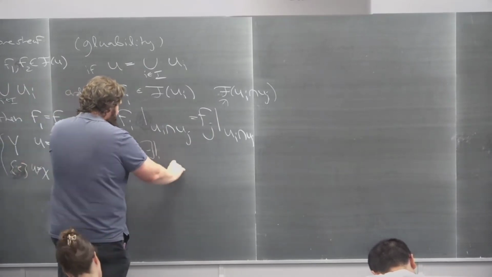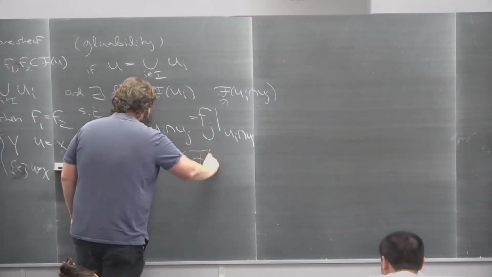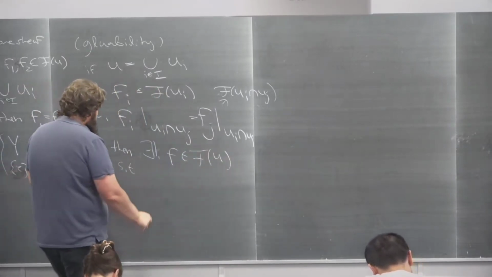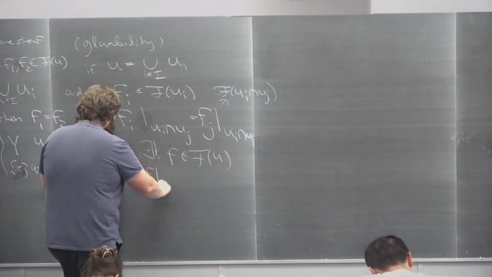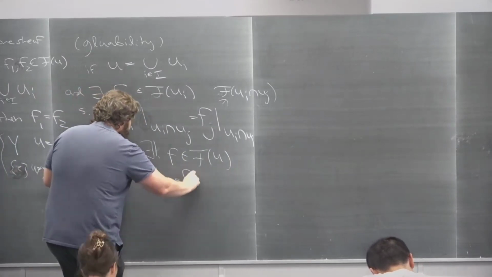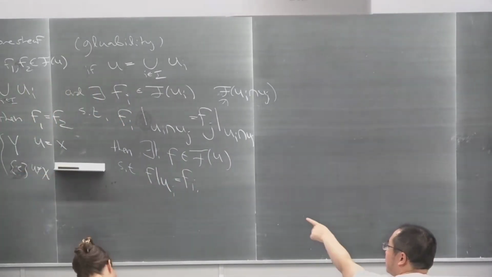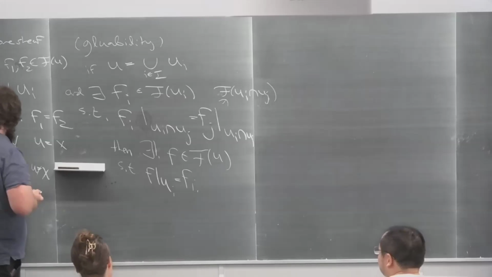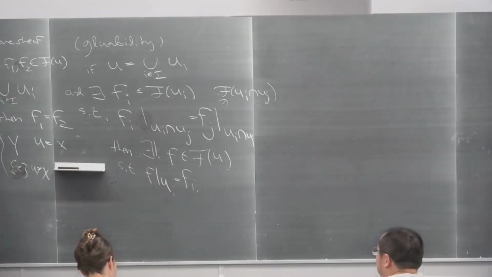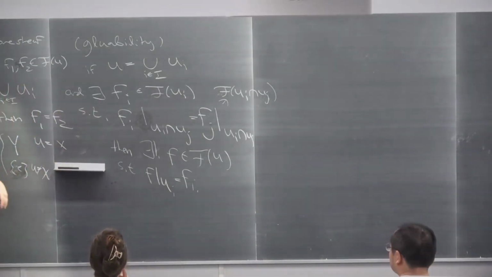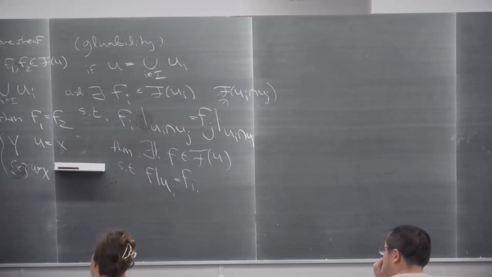Then there exists a unique F in the sections of U such that when I restrict F to Ui, I get my Fi. I only need existence here. It's unique because if I already know the identity property, then two things satisfying this property would have to be equal.